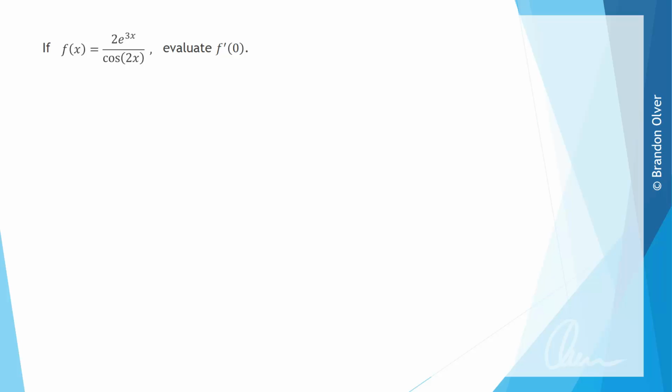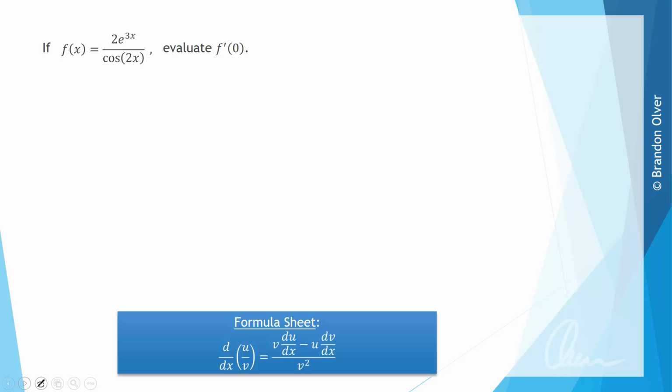If f of x equals 2e to the power of 3x divided by cos of 2x, evaluate the derivative when x equals 0. So we can recognize that we have a function divided by another function, which means that we have to use the quotient rule for differentiation, which is on the formula sheet, and it's the most complicated rule that we have for differentiation.